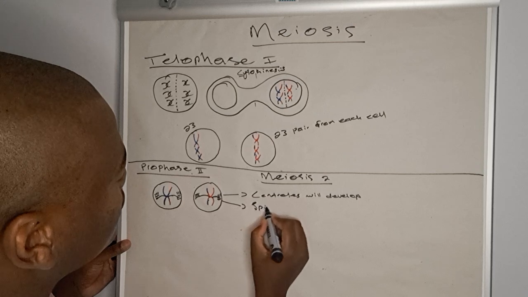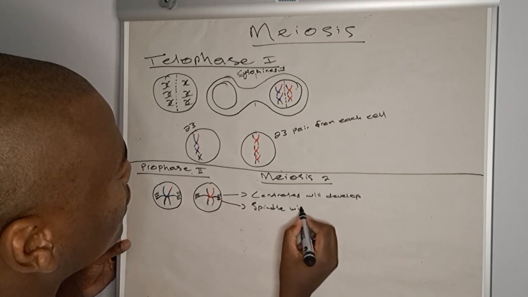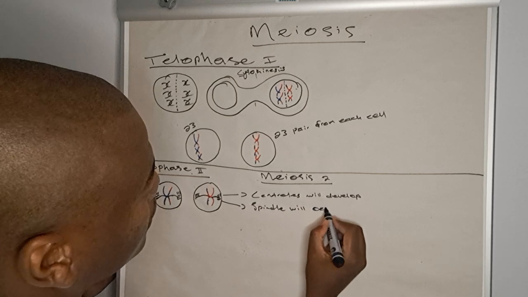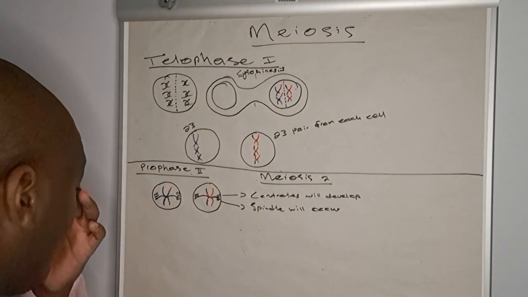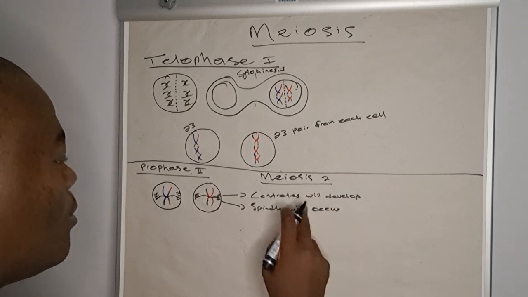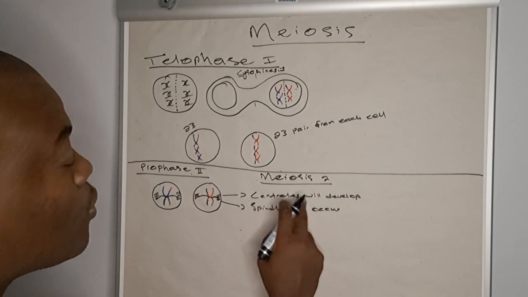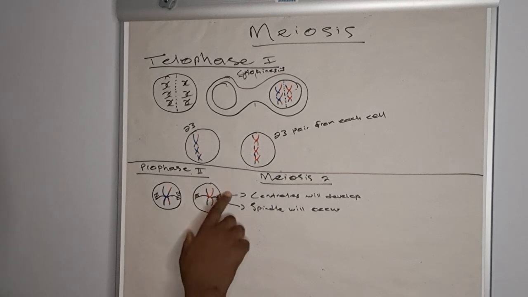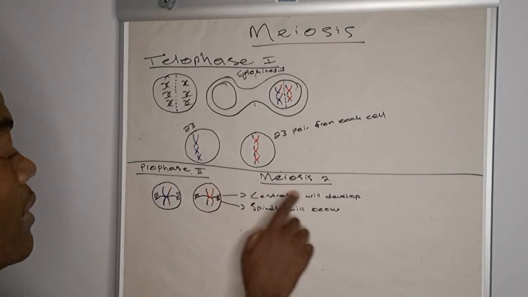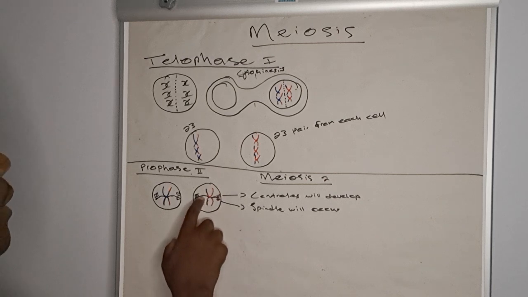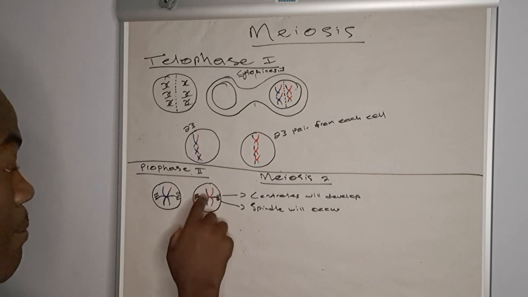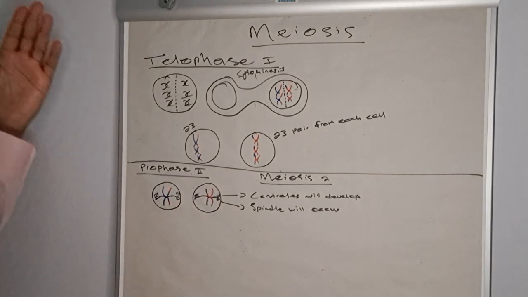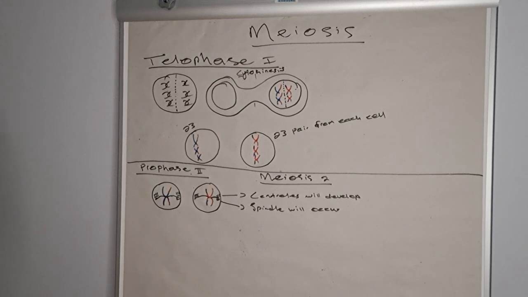Spindles will occur. Meiotic spindles will occur. Centrioles will develop. And then now, do you see in prophase 2 what is happening? From this particular cell, the duplication that only took place was of these centrioles and these meiotic spindles. This must suspend this. So now let's go to metaphase. Don't ever forget the process and the work of metaphase.